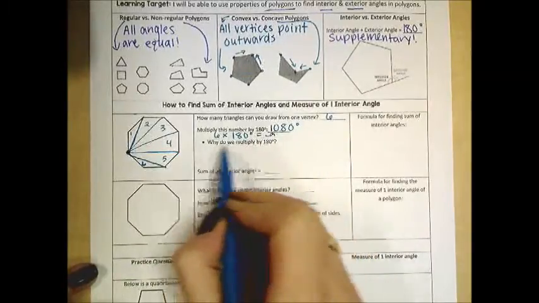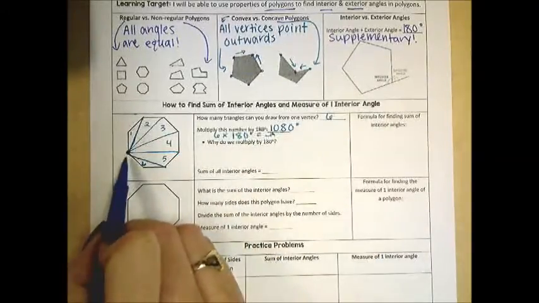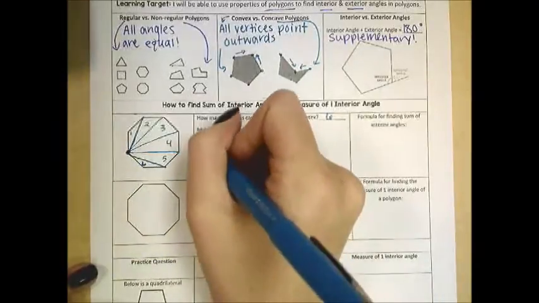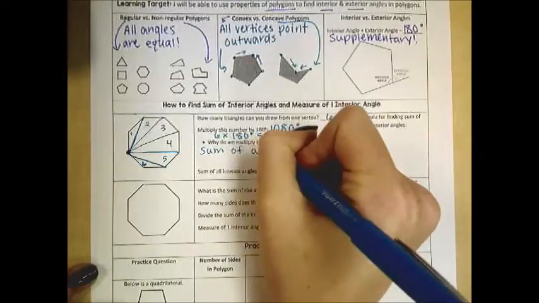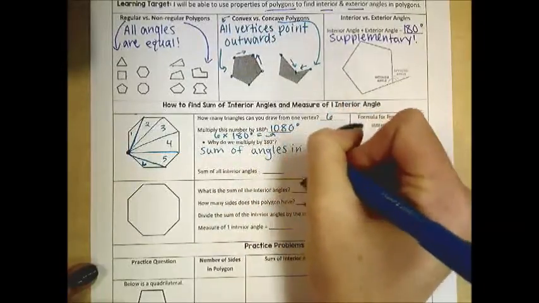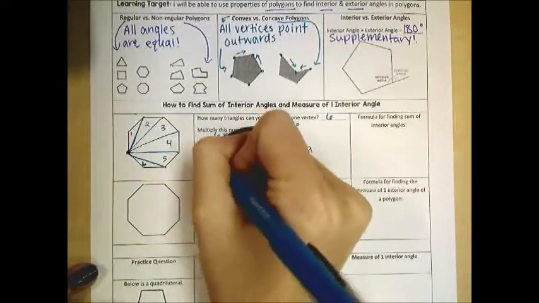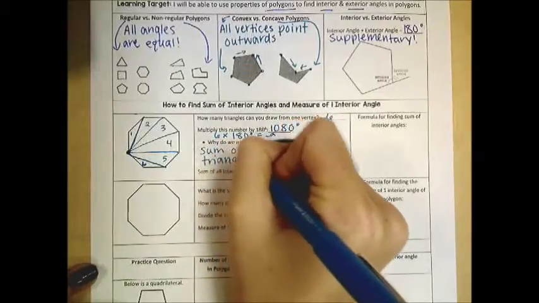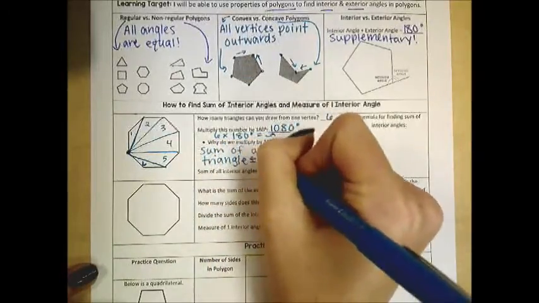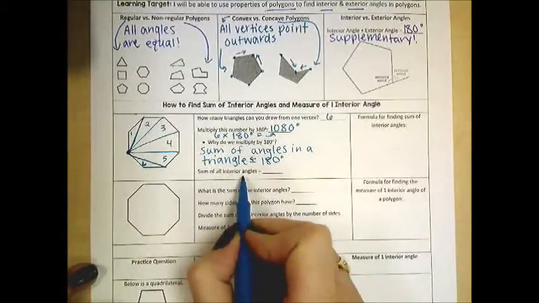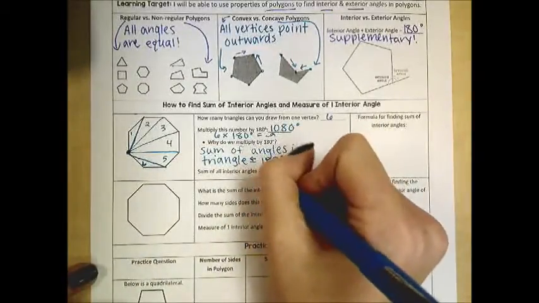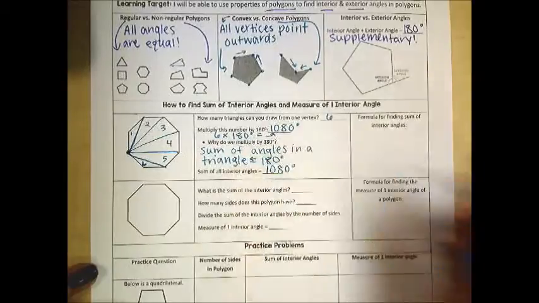Why do you think we multiplied by 180 here? If you said because that's what the sum of angles in a triangle equals, you're correct. So the sum of angles in a triangle equals 180. You guys should know that by now, I hope. So then that means the sum of all the interior angles is what we found up here, 1080 degrees.